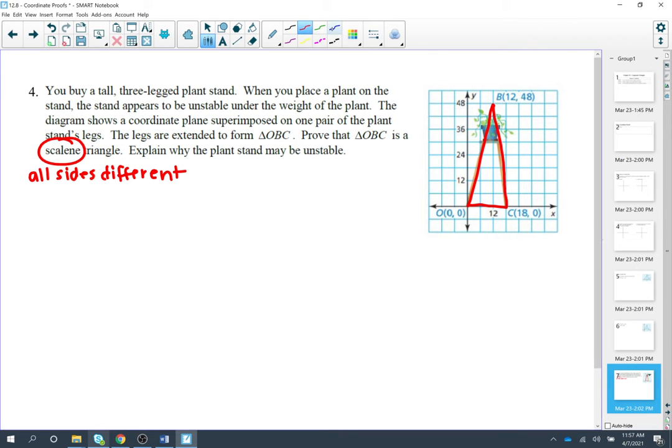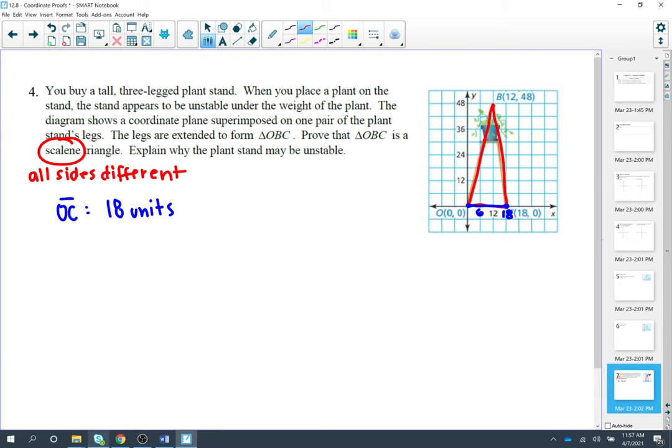So the first leg I'm going to find is the bottom one, which is from O to C. And that one's not too hard because for OC, you just have to count. It looks like they're counting by 4s or maybe 6s. So this is 6, 12, 18. So the distance between 0 and 18, we know that OC has a length of 18 units.